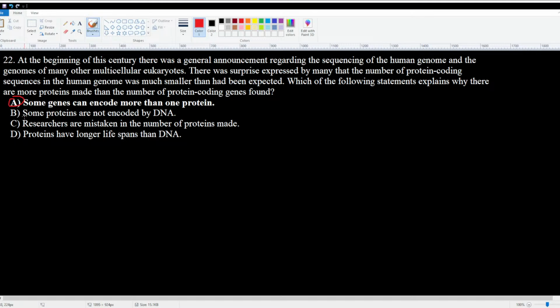So B is saying some proteins are not encoded by DNA. That one is impossible. Do not focus on that one. That one is very wrong. This ignores the central dogma of biology. C is saying researchers have mistaken the number of proteins that have been made. That is also not true.